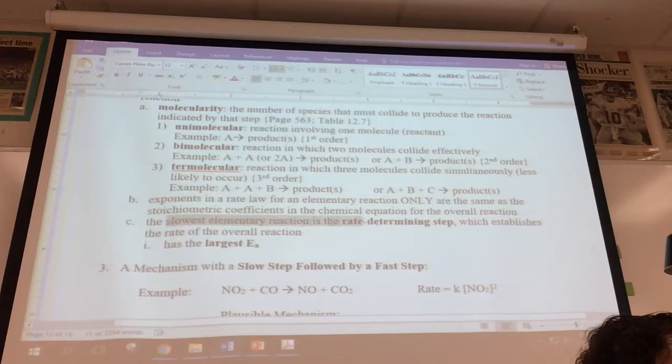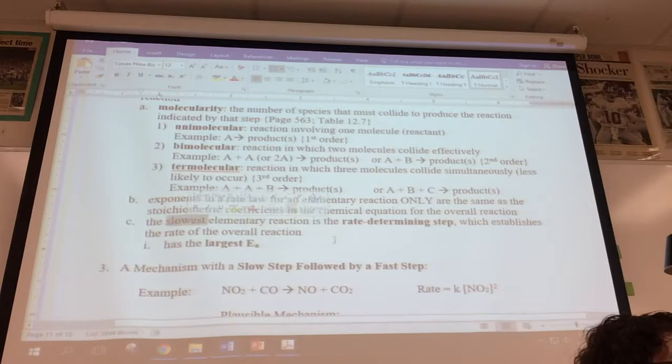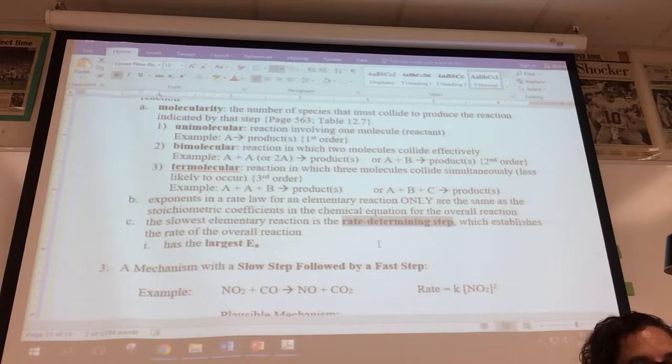The slowest elementary reaction is the rate determining step, and we talked about why this establishes the overall reaction rate. It's the slow step. It will have the largest activation energy of all the steps because it's the slowest one. It takes the longest to overcome that activation energy barrier. Now be careful. Sometimes they label the step as the slow step, but on the 2013 exam, they labeled it as the rate determining step, and half the nation didn't know what rate determining step meant.